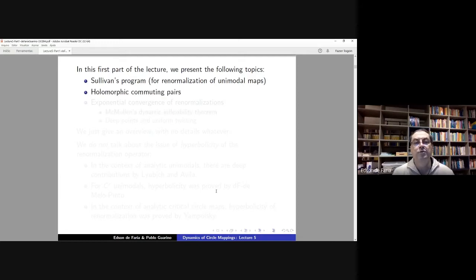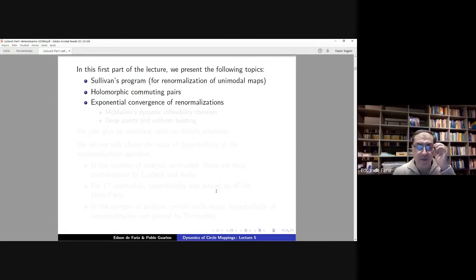I will introduce the notion of holomorphic commuting pair, which is an object that plays the same role as quadratic-like maps present in Sullivan's theory. And then I will tell you a little bit about how you get exponential convergence of renormalizations, which, as we saw in previous lectures, implies the smooth rigidity that we are seeking for these maps.